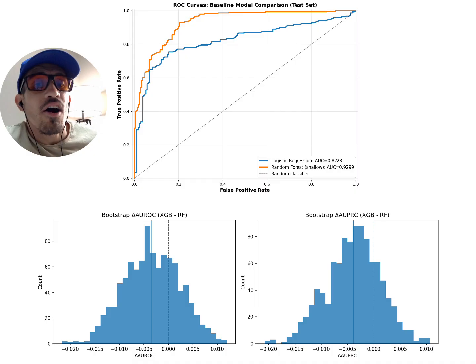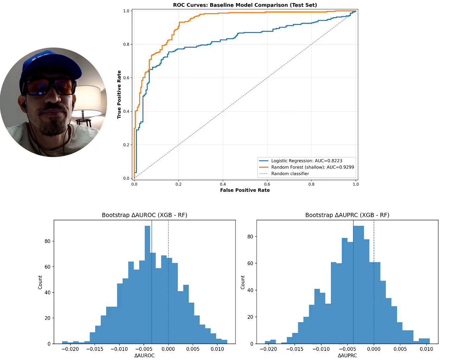This slide shows that RF and XGBoost are very close in ROC performance, and the bootstrap deltas cross zero. So there's no statistically meaningful improvement from XGBoost.